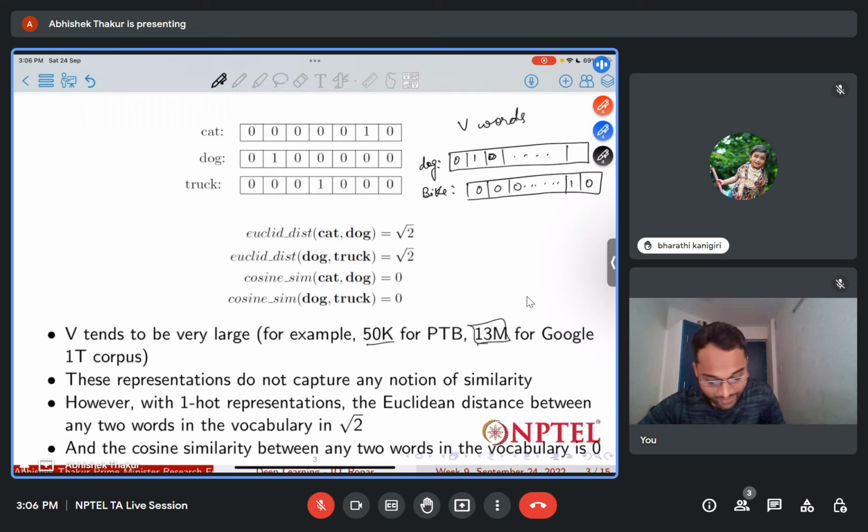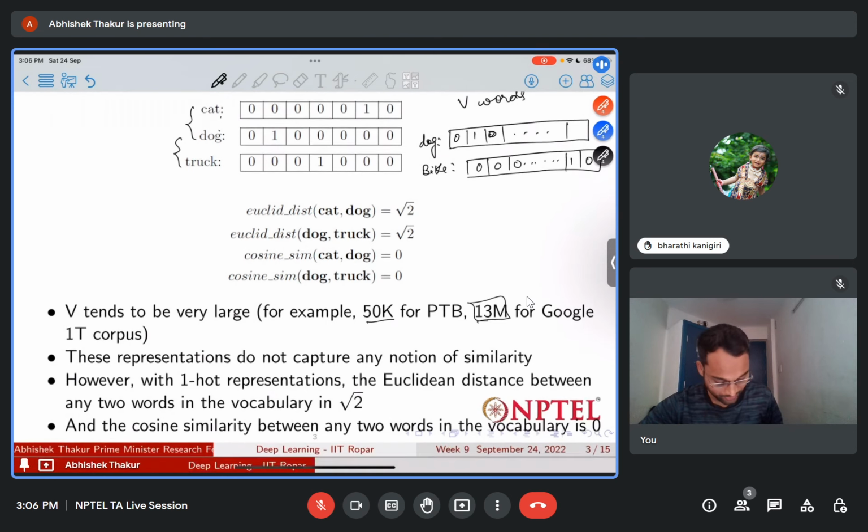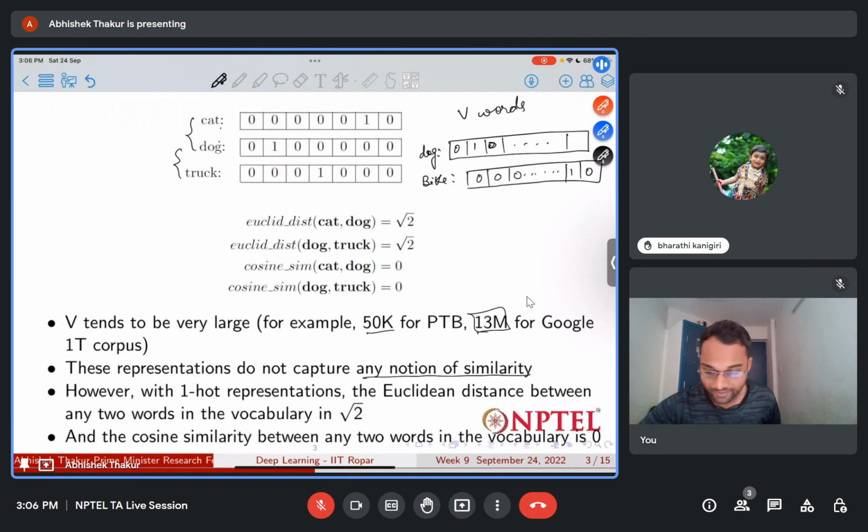Like cat and dog are a little similar because they are animals, and they eat, they sleep, they do similar things. At the same time, dog and truck are not similar. But using this vector representation, we are not able to get the mutual similarity between the two words, because when you do the dot product, you will get zero, because for each word there is a one at a unique place and all other places are zero. So when you do the dot product of cat and dog, you will get zero. So these representations do not capture any notion of similarity.